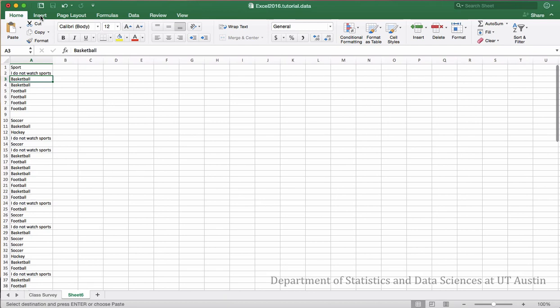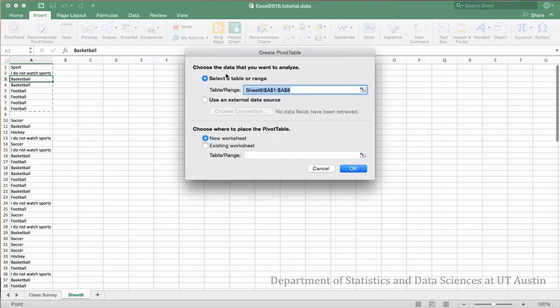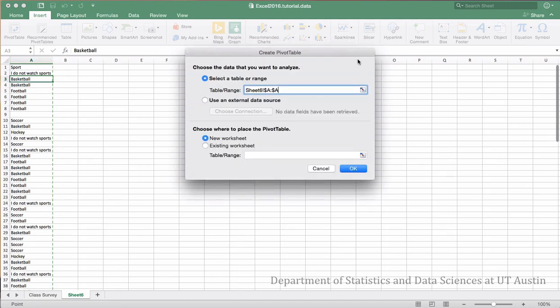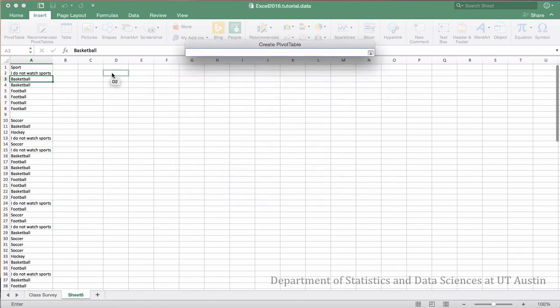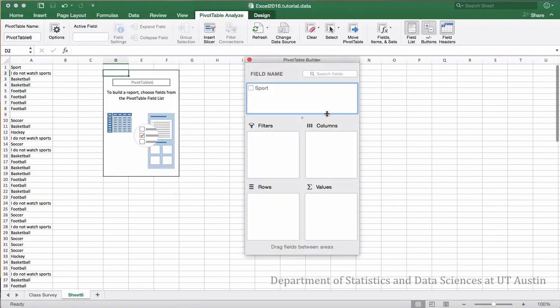We'll click on the tab Insert. We will click Pivot Table. Now we will select our data. Our data is located in column A, so I will select column A. Then I want to tell Excel where I want to put the pivot table. I prefer to put it in the existing worksheet. Be sure to click a cell that is empty and has some space around it. I'm then going to click OK.